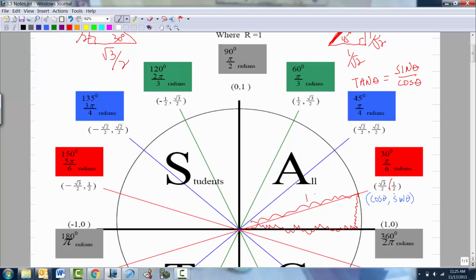What's 1/2 over root 3 over 2? What happens to the 2's? They cancel, so it ends up being 1 over root 3, which is what? Root 3 over 3.